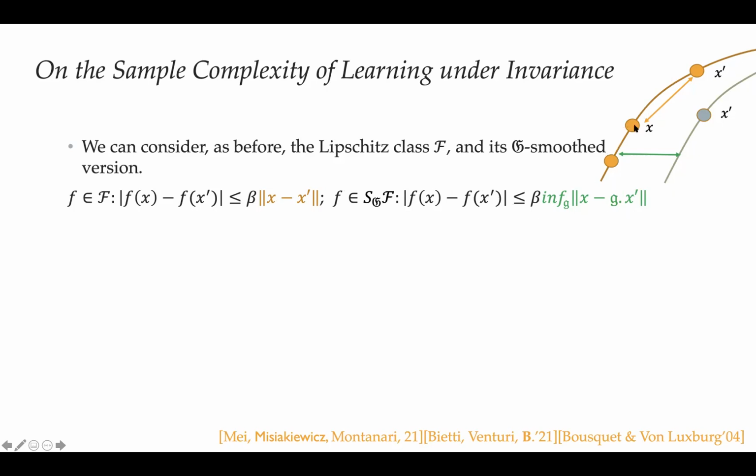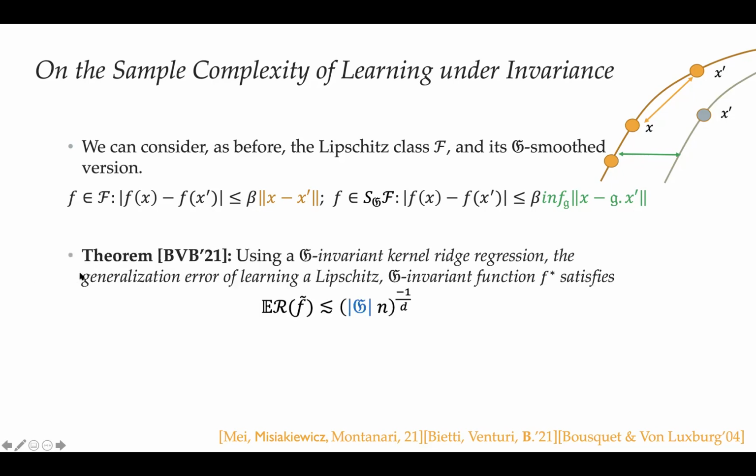More pictorially, I don't know if you see it here in the corner, the function is Lipschitz with respect to the distance between orbits, measured by this green distance. So given a point x, the distance from x to x prime is such that I'm free to look at any point in the orbit and take the smallest distance. Of course, this makes the Lipschitz assumption much stronger, because the distance is much weaker.